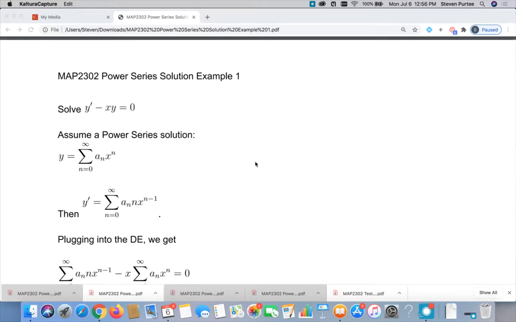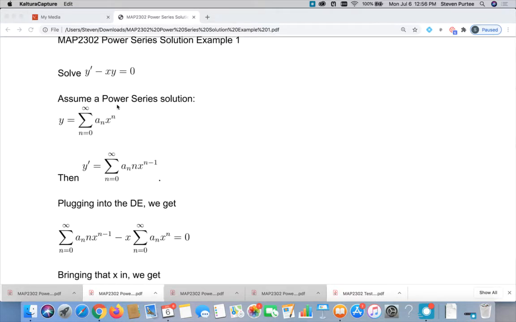Okay, let's solve this first order linear DE using power series. Notice we could solve this using an integrating factor. It's just another way to solve it. So first off, our P of X here in front is 1, so we don't have any singular points. That never equals 0, so we can expand this or find the solution about any point. We'll make it easy and find the solution around x equals 0.